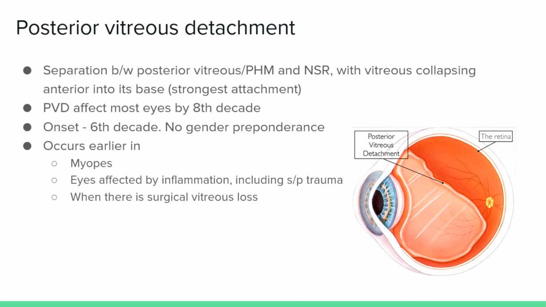Posterior vitreous detachment is separation between the posterior vitreous or the posterior hyaloid membrane and the neurosensory retina, with the vitreous collapsing anteriorly towards the base, which is the strongest attachment.